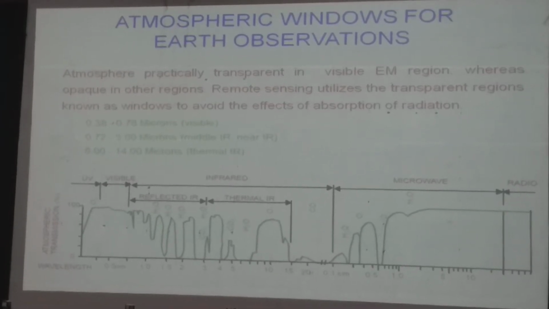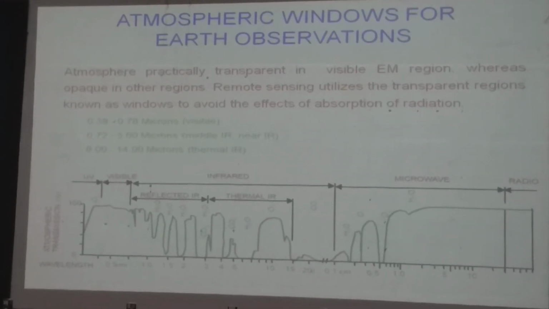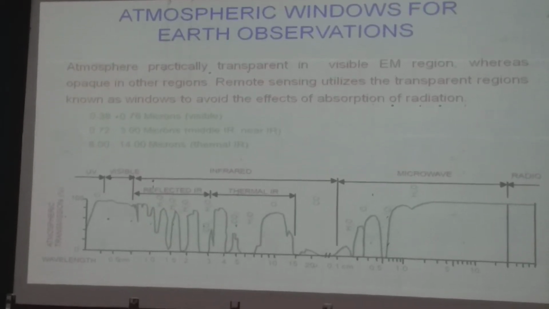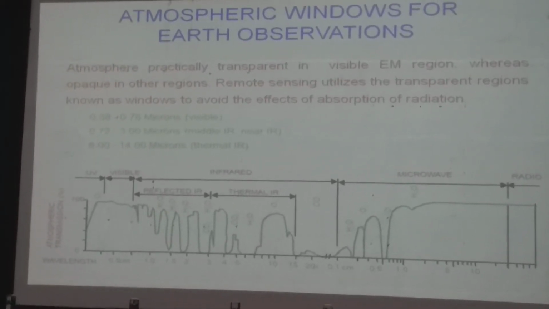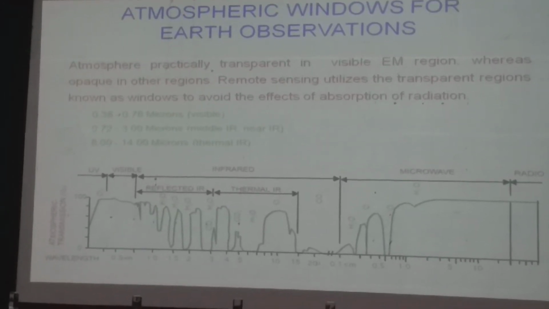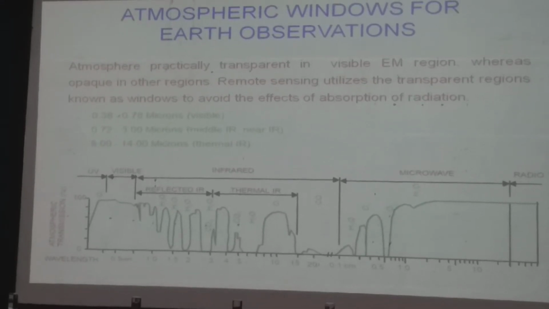Then atmospheric windows are important. When light is reflected from the surface, the atmospheric windows tell us which light will pass and which light will be absorbed. So this information is kept in mind while sensors are being built.